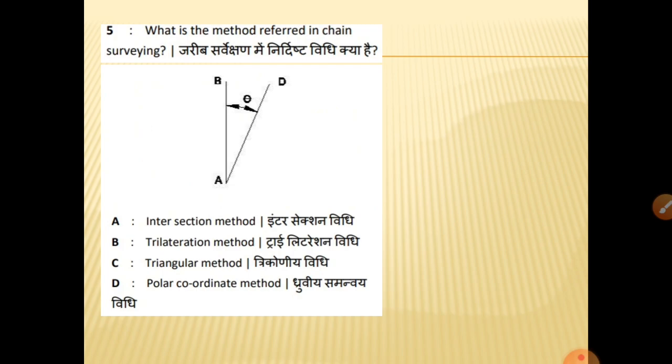Fifth question. What is the method referred in chain survey? Intersection method, trilateration method, triangular method or polar coordinate method? Answer is option D, polar coordinate method.